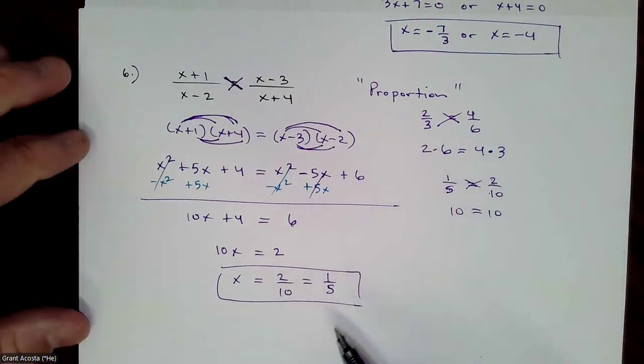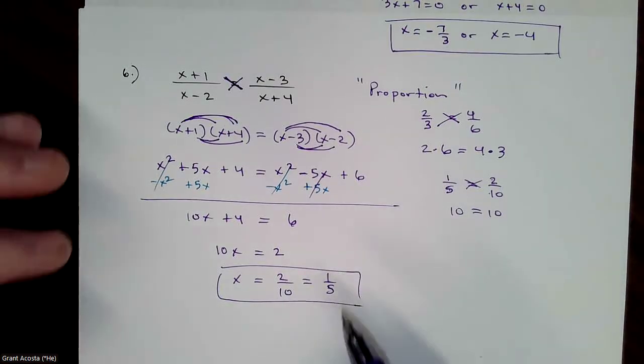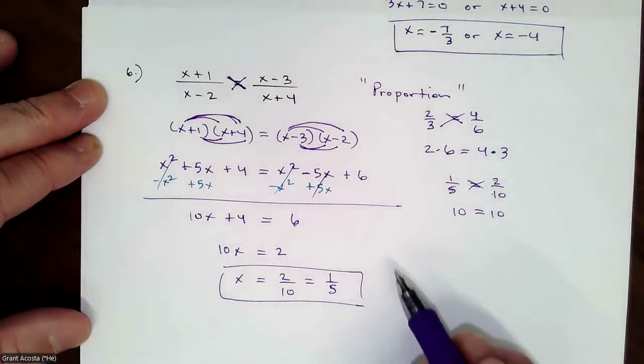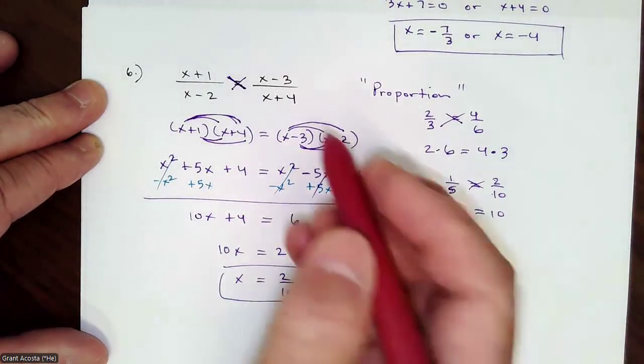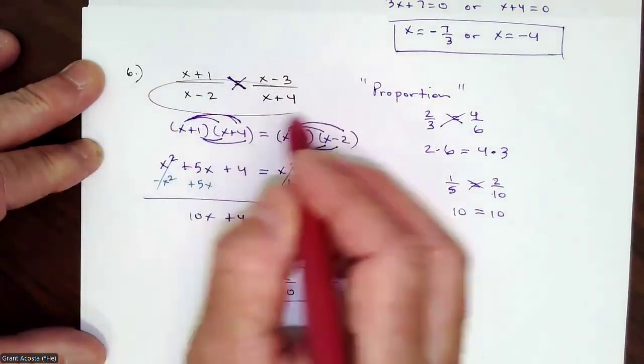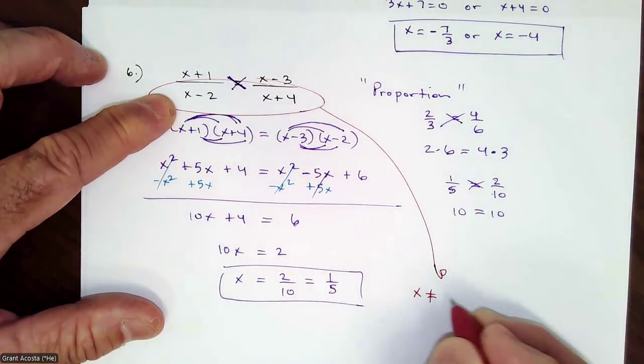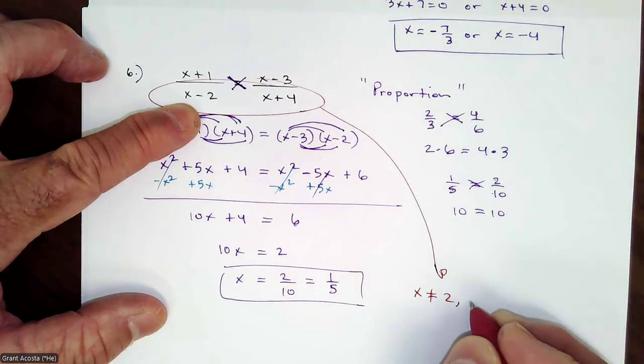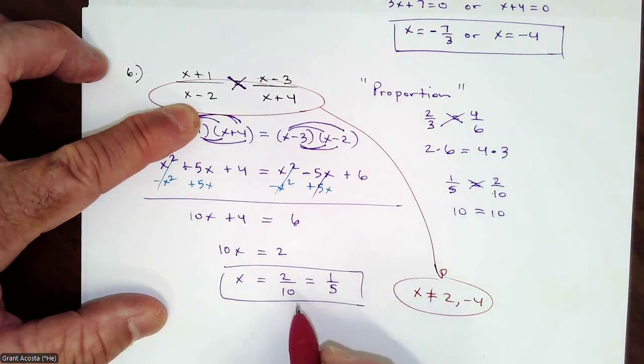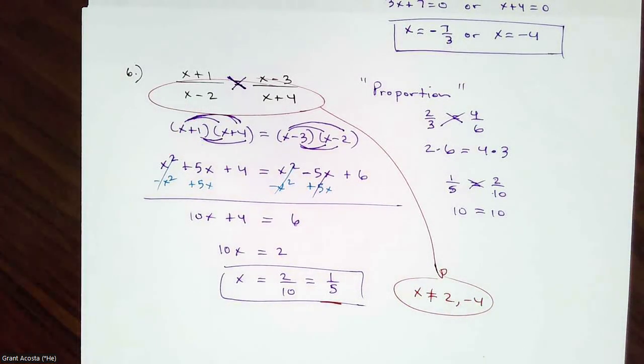Oh, and once again, what did I forget to do is to make sure that is this an allowable answer? Looking at the original problem in the denominators, my restricted values would be positive 2 for this one and negative 4. And since 1/5 is not any of those numbers, then that would be our answer.